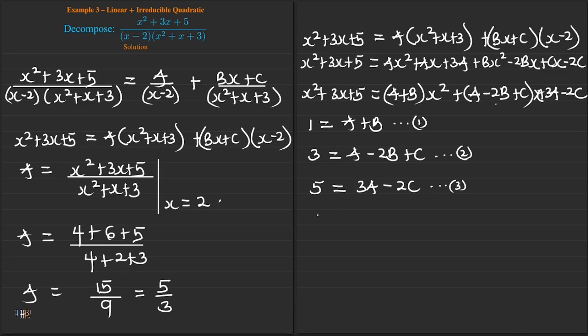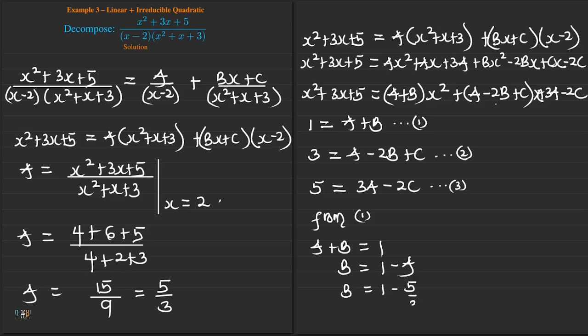From equation 1, we know a plus b is equal to what? 1. So substituting, we have our b, which would be equal to 1 minus a. And we know what our a is. So 1 minus 5 over 3. Our b then is equal to a negative 2 over 3. 1 minus 5 over 3 will give us a negative 2 over 3. So we have our a and we also have our b. Hence, we need to solve for our c.